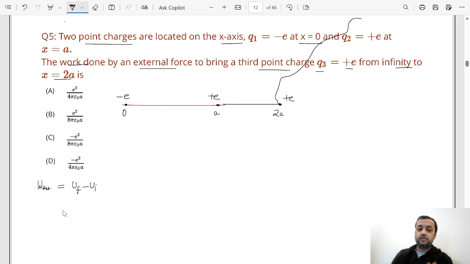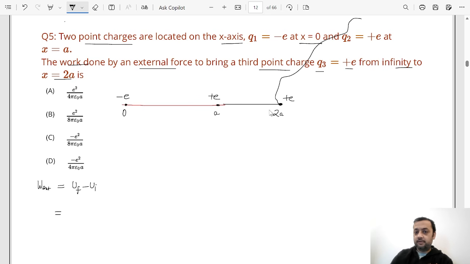Now look, there is no change in the kinetic energy, so only potential energy is changing, which is why we write the change in the potential energy. Ideally we should write the potential energy of the entire system, but the energy of minus e and plus e is not changing, so you can ignore it because it will be the same in the final and the initial situation. So we can just write the potential energy of this plus e charge, kept at 2a, because of these two.